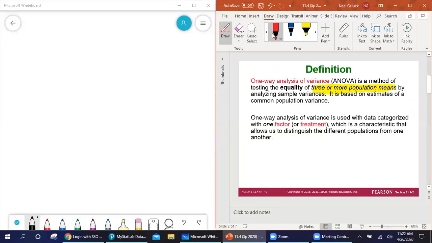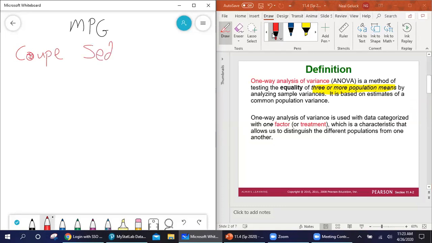So what do I mean? Basically, we're going to have three or more different groups. Let's say, for example, we were measuring the miles per gallon for different types of cars. Let's say we were looking at coupes, little small cars, at least two doors, sedans, and SUVs, for example. So I have three, or there could be more. I could have trucks and all that stuff in there as well.